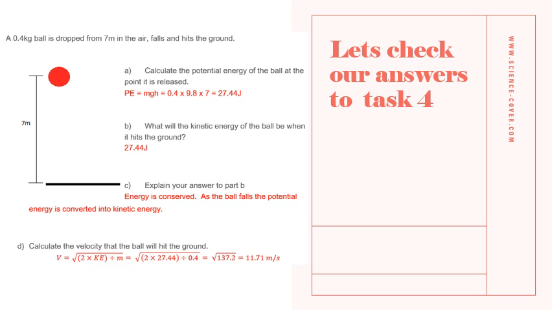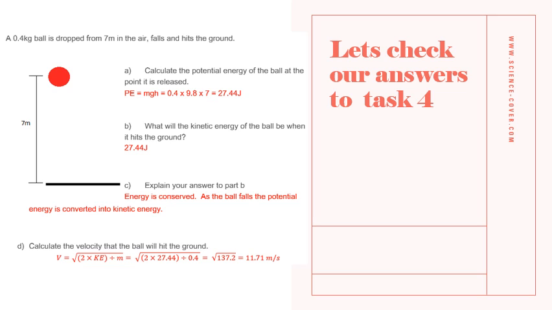What will the kinetic energy of the ball be when it reaches the ground? It will be 27.44 joules. Explain your answer to part B. Energy is conserved, so as the ball falls, the potential energy is converted into kinetic energy.